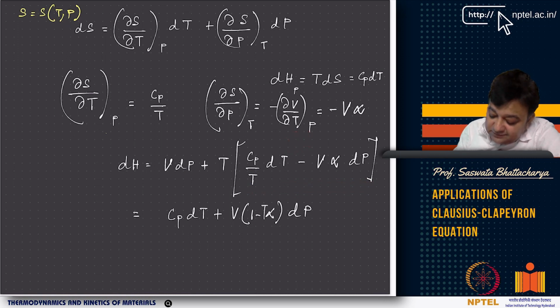So TdS plus VdP. So you have Cp dT, T times 1 by T, this cancels. So basically this becomes Cp dT, and this is minus V alpha, there is a V here, minus V alpha multiplied by T. So I can take V common, and it becomes 1 minus T alpha. So basically, as you can see here, dH is Cp dT plus V times (1 minus T alpha) dP.